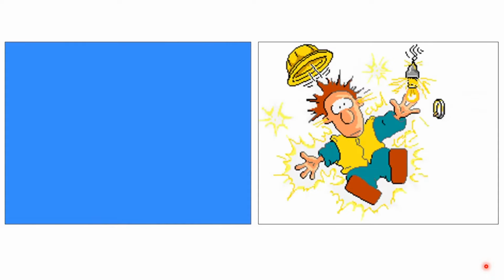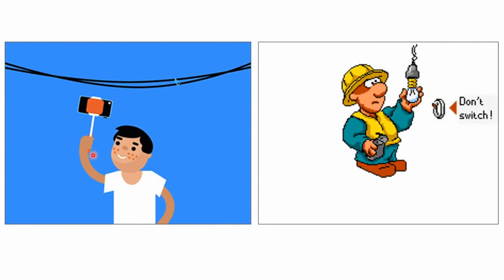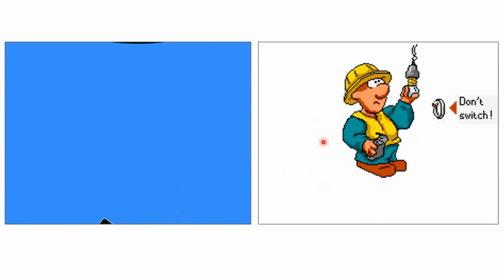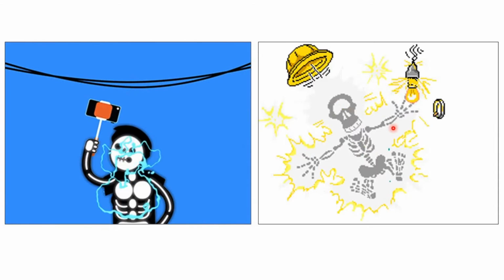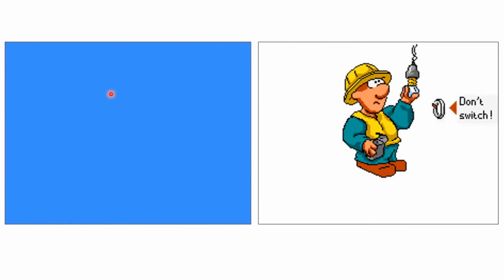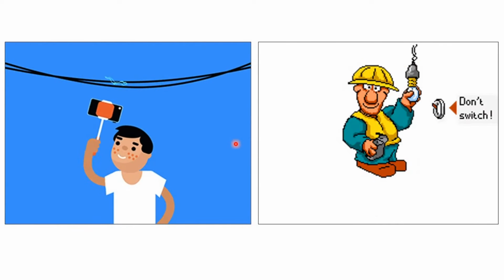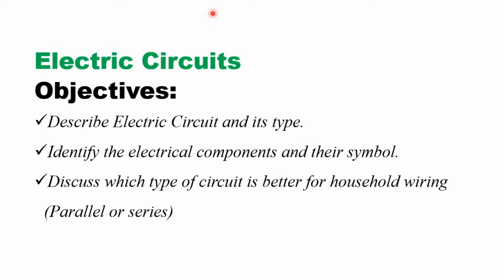So when you see these two pictures, what is the first thing that comes to your mind? Definitely electric shock, current and electricity. So in this lesson I'm going to discuss the electric circuit.